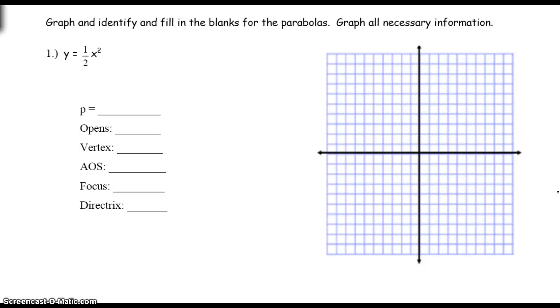So first things first, let's find our p-value. Well, on number 1 here, we have to get the x squared alone. So we have to first multiply by 2 on both sides. So if I do that, 2y equals x squared. So now to find the p-value, we set 4p equal to this number in front of the term that's not being squared. So that's 2. And then when we divide, 2/4 is 1/2. So our p-value is 1/2 here.